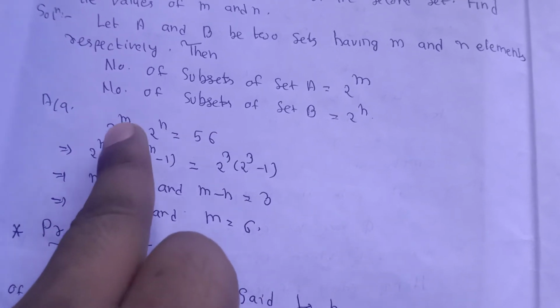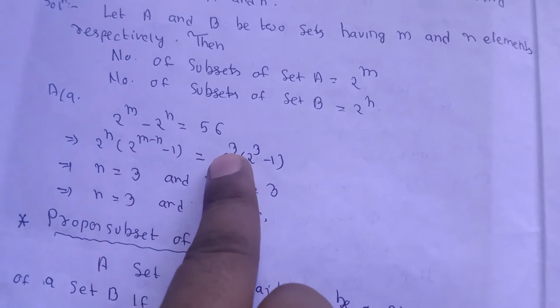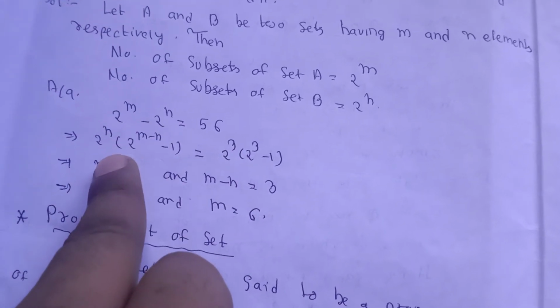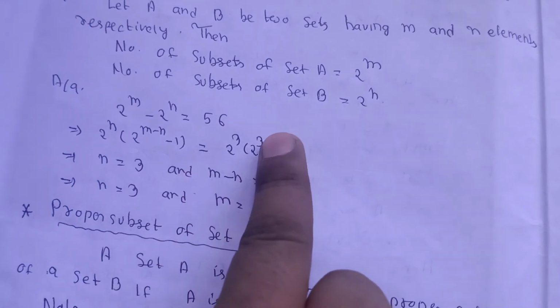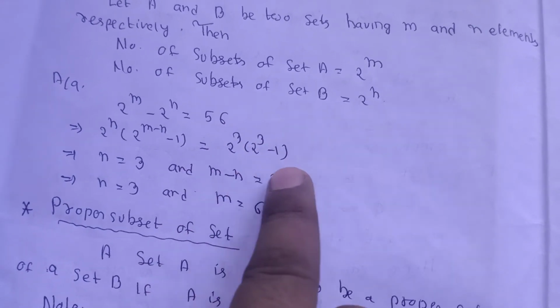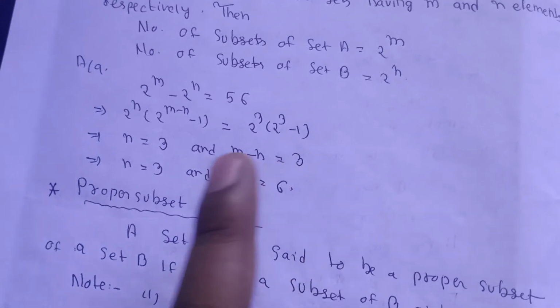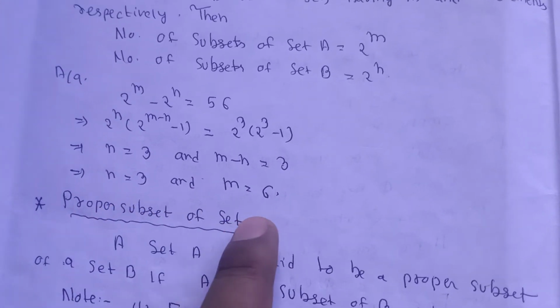So 2 to the power m minus 2 to the power n equal to 56. 2 to the power n times (2 to the power m minus n, minus 1) equal to 56. 56 is equal to 8 multiplied by 7, that is 2 to the power 3 into (2 to the power 3 minus 1). Comparing on both sides, we get n equal to 3 and m equal to 6.